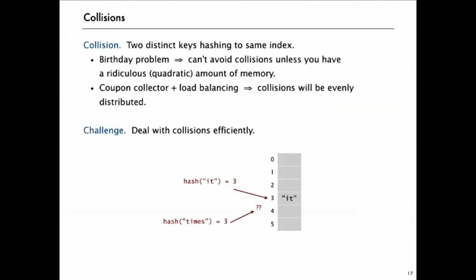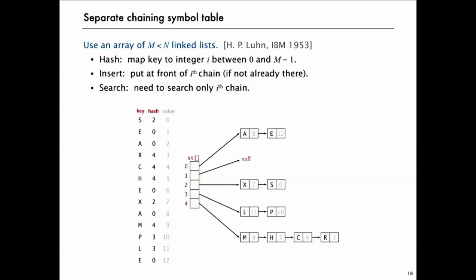Next, we'll look at separate chaining, a collision resolution strategy that makes use of elementary linked lists. So what are we supposed to do when 2 different keys hash to the same index? The birthday problem tells us that we're going to have collisions. You need a quadratic amount of memory to avoid collisions. And the load balancing and coupon collector analysis tell us that the collisions are going to be evenly distributed around the table. So what we want to do is have an easy way to deal with collisions.